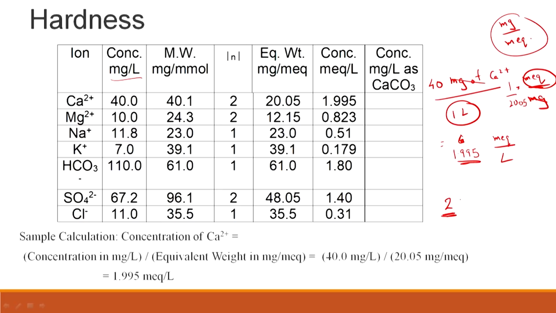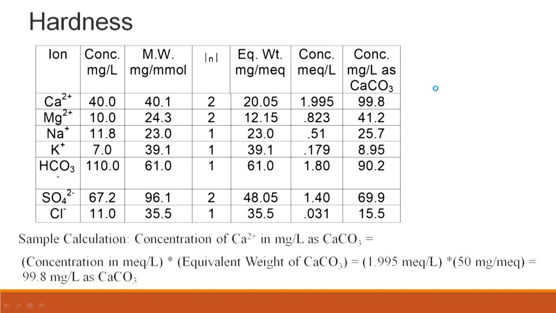And then what else do we have? We need to have the units also expressed in terms of as CaCO3, right? So again, here you need to have the equivalent weight. Okay, we have another sample calculation here. So we have 2 ways to calculate. Either you can directly calculate from here and get here, or go from here to here, right? Different ways. Let's see what we have.